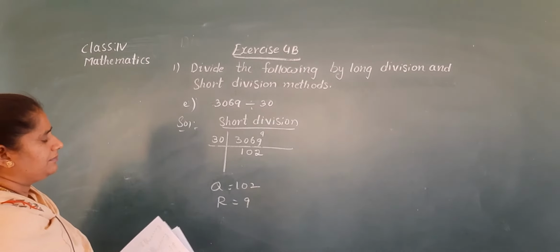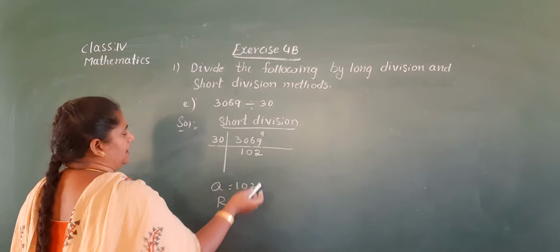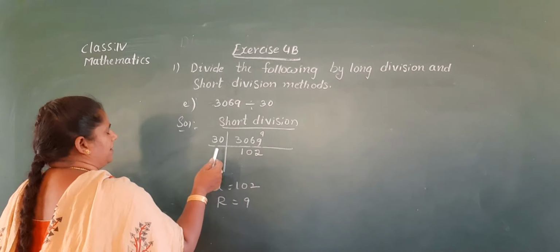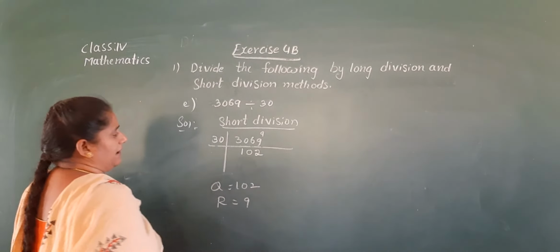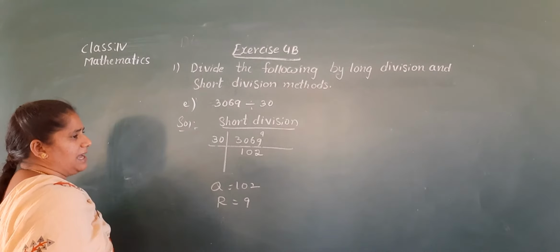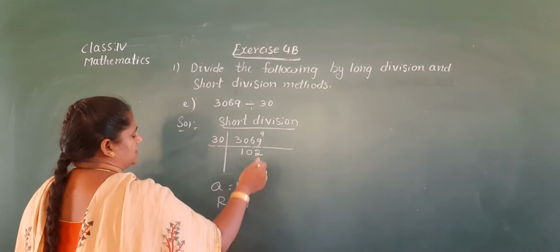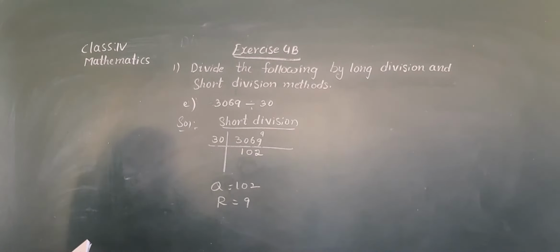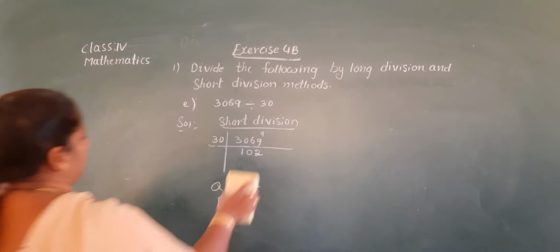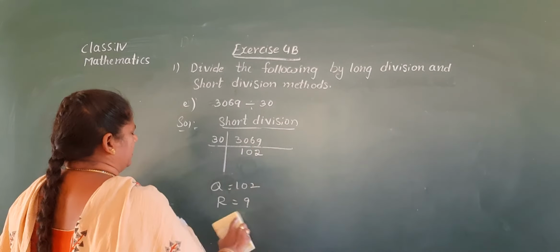Okay. So 30 ones are 30 and take down 6. 6 is not divisible by 30. So you keep 0 in the quotient place and take the next number 9. Now 30 twos are 60. So the answer 69 minus 60 gives the remainder 9. So we don't write here, Nana. We write the remainder directly.